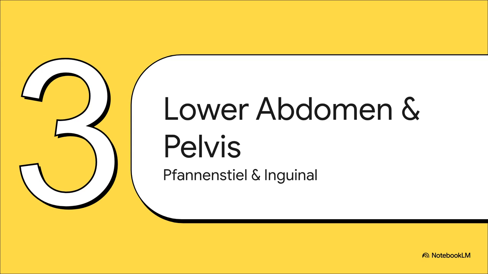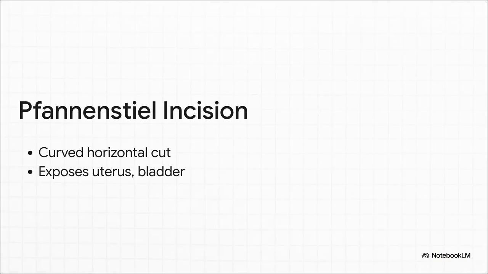Moving down the map, we're at section 3, lower abdomen and pelvis. We'll look at the Pfannenstiel, the quadrants, and the inguinal incisions. All right, meet the Pfannenstiel, also known as the low transverse abdominal incision. And like the vertical cuts we started with, this one is curved and horizontal, sitting right above the pubic symphysis.